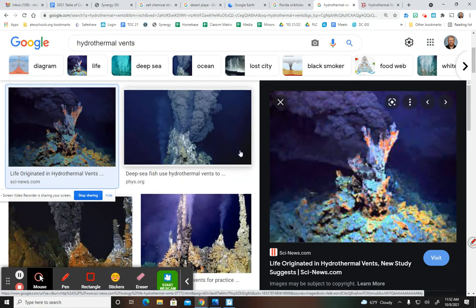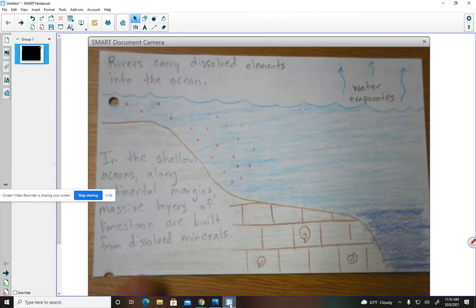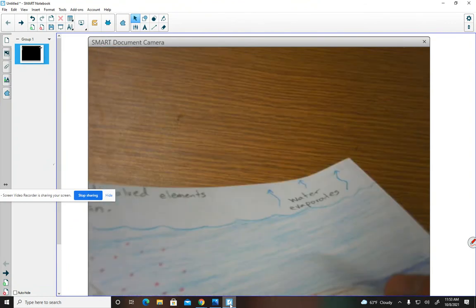Crazy. Also, there's special bacteria that will feed on the sulfur and some of the other chemicals that come out, and they create their own food chain, deep in the ocean, far away from sunlight. There's thriving communities of strange organisms that live off of that material. So we're going to try to draw that, all right?